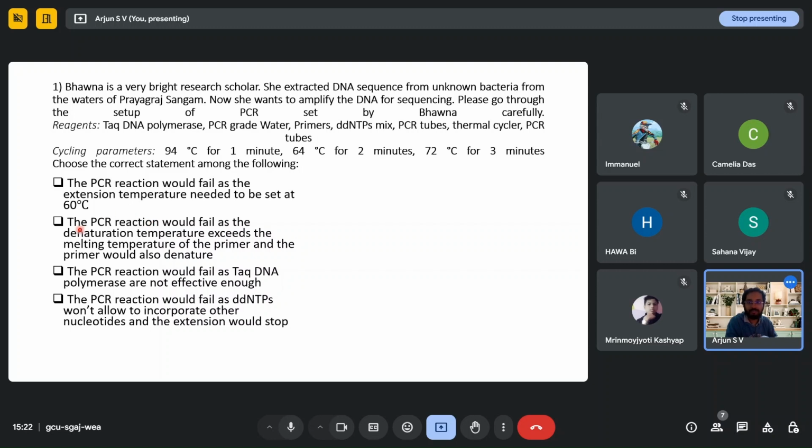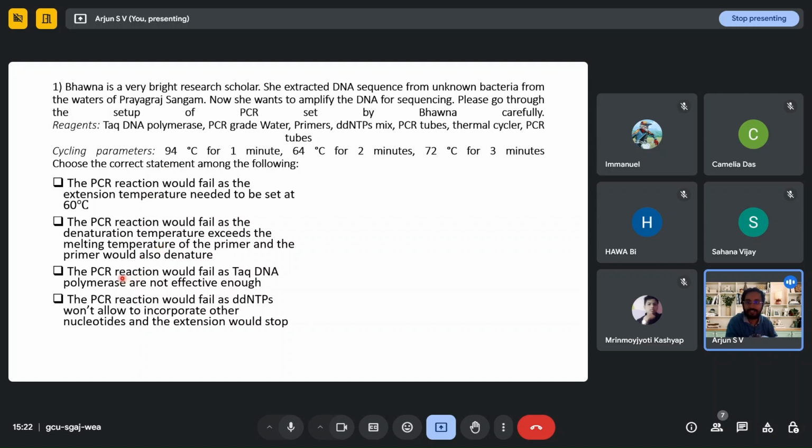The second option: the PCR reaction would fail as the denaturation temperature exceeds the melting temperature of the primer, and the primer would also denature. Denaturation is just a process where the double-stranded DNA breaks into single strands. Since you already have forward primer and reverse primer, which are single strands in nature, they can't denature further at this temperature. And if Taq polymerase can act at 90 degrees Celsius, then 94 degrees Celsius is also permissible. So this option is also not valid.